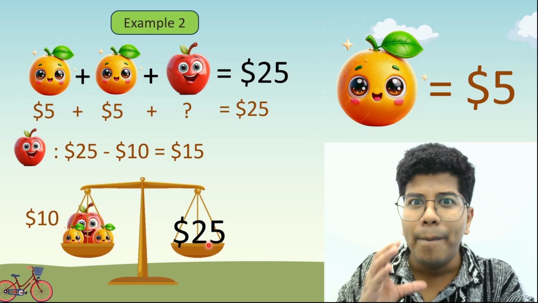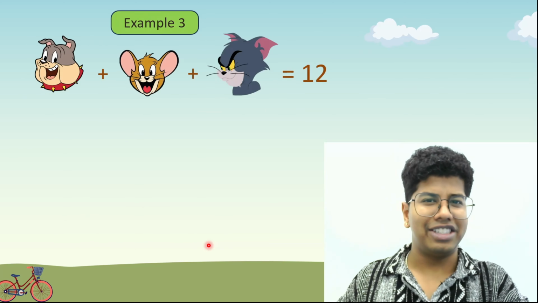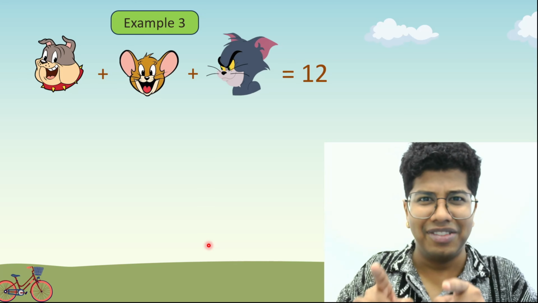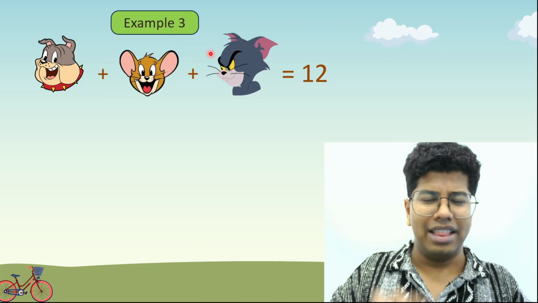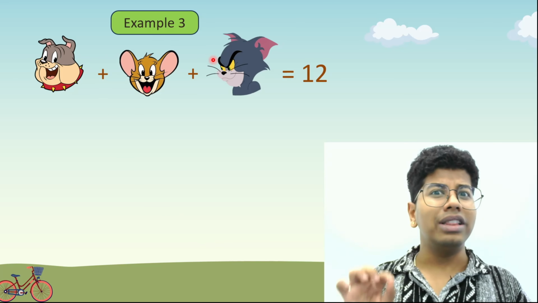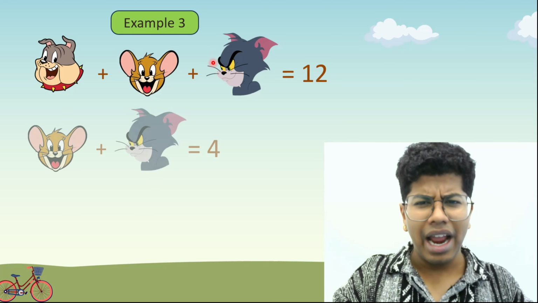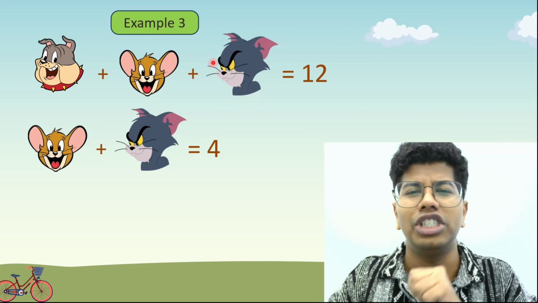This is what we understand from the second example. Now let's see a more challenging example. In the third example, let's say there are our three little friends. We have all seen Tom and Jerry, right? So there is Spike, there is Jerry, and there is Tom. All three of them eat 12 cheese cubes. Regarding Jerry and Tom, they both total eat 4 cheese cubes.